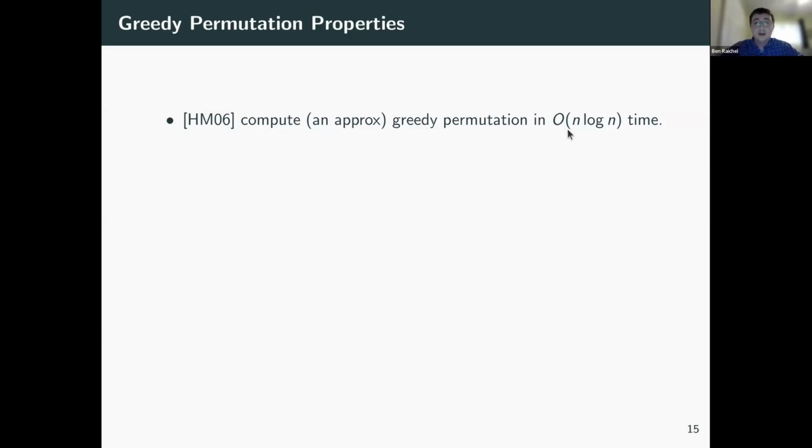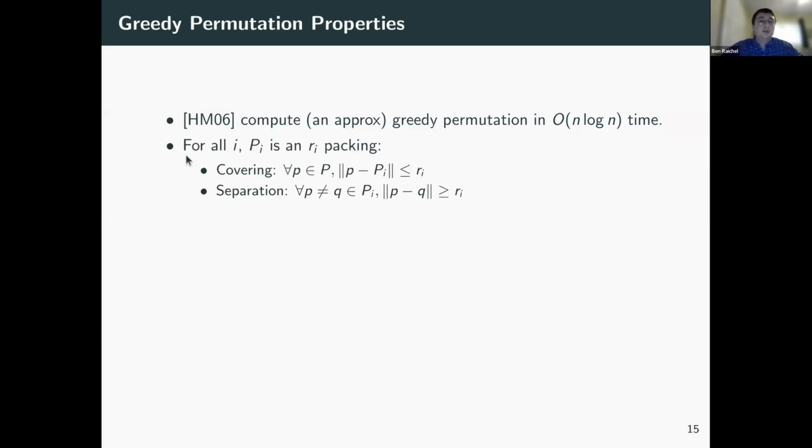You can do better than that, but there's a trivial quadratic time algorithm. So it's not a hard thing to compute. And it produces an r_i packing. So this is what I was just talking about on the previous slide.